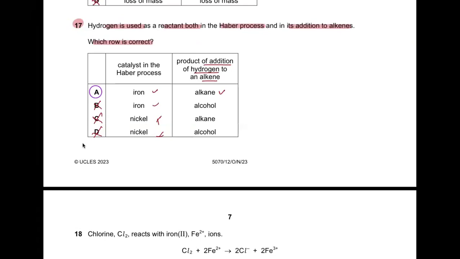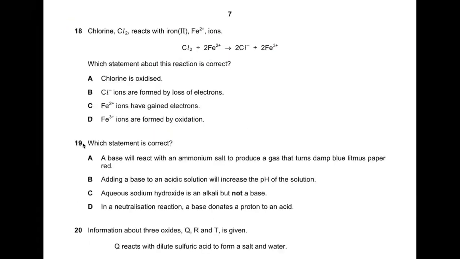Okay. Now MCQ number 18. Chlorine reacts with the iron 2 ions. Which statement about this reaction is correct? Okay. So chlorine is changing from 0 to -1, so it's being reduced. A is wrong.